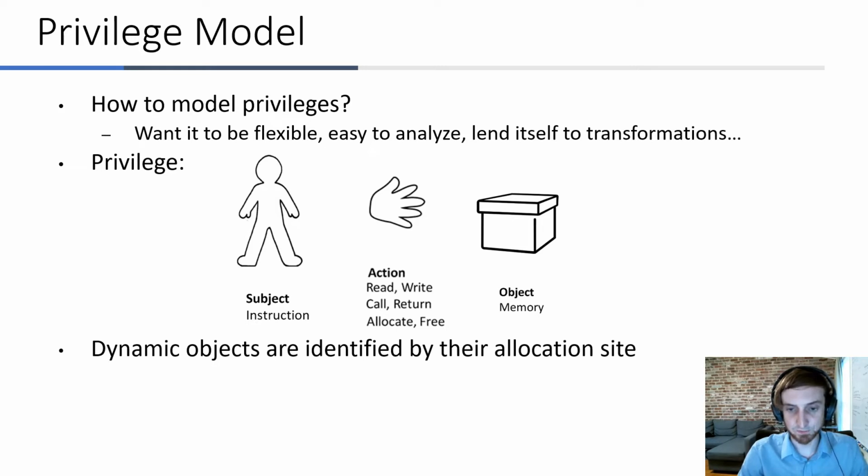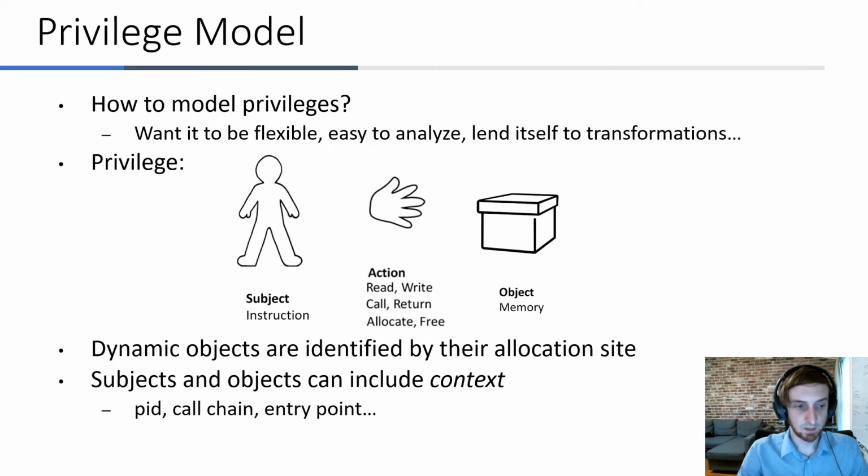Because this object model is very general, any region of memory can be an object. That means things like IO-mapped regions or devices or per-CPU variables or anything else can also be considered an object. And that means any abstraction can be represented in this model. In the case of a call or return, the object itself is also code, and that means an instruction can be both a subject and an object. And then lastly, subjects and objects can include any additional context, such as the PID, part of the call chain, the entry point into the kernel, or anything else. And that allows the model to encode context-sensitive privileges.